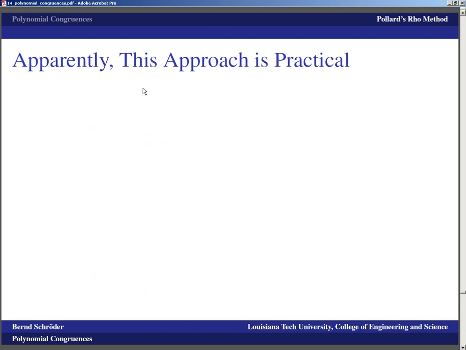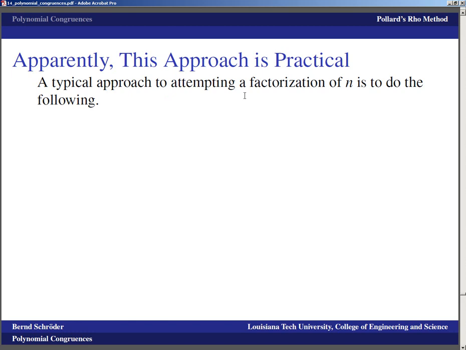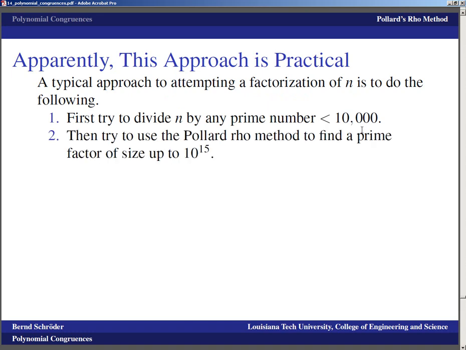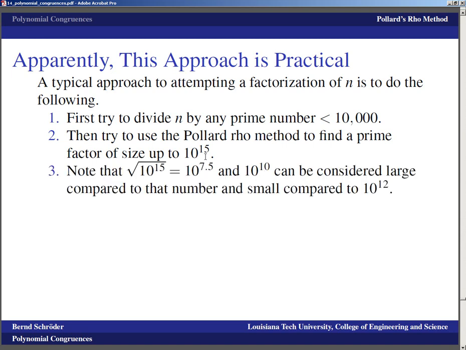And so apparently this approach is practical, because a typical approach to attempting a factorization of a number n is to do the following. You first try to divide n by any prime number smaller than 10,000, because that just rules out the trivial prime factors. And then you try to use the Pollard rho method, which is founded on what we've just seen in the previous, to find a prime factor of size up to 10 to the 15.